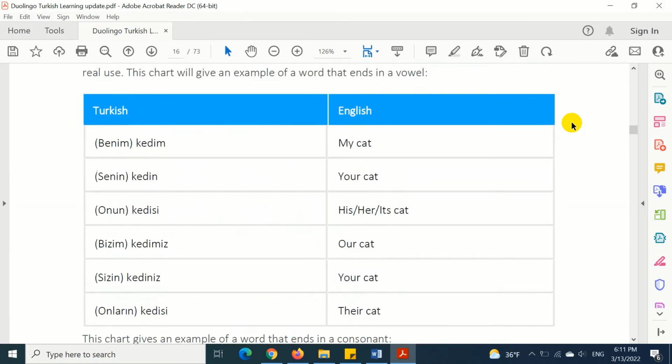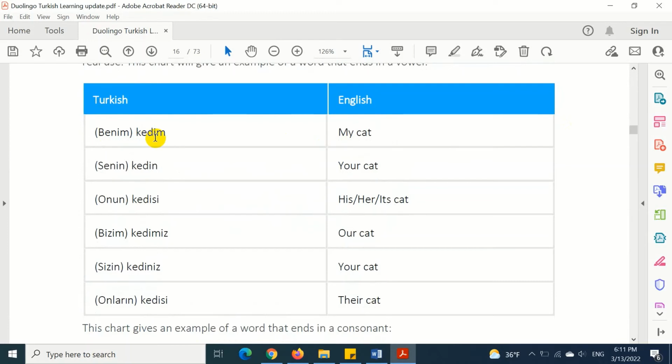See these examples. Kedim, my cat. Kedi is the noun. Only M is added there. Why? Because this word ends in a vowel letter. Kedin, your cat. And now you know these suffixes. And if you don't know them yet, don't worry about them. Don't worry about these personal suffixes at all, because you will study them in separate lessons. But if you already know them, that is good.